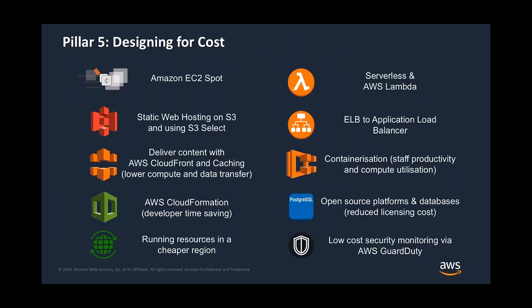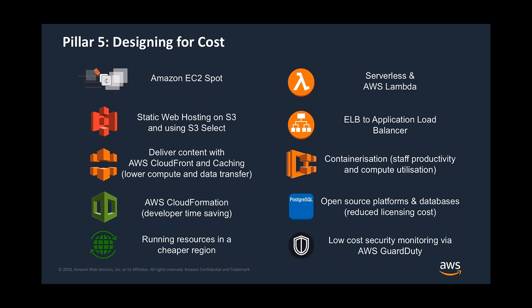The last pillar, and this is an area where you can work with your account management team and the AWS solution architecture team, is designing for cost. We've made a number of improvements to the platform, and we're continuously releasing additional services. A lot of the new services being released are focused around serverless. And serverless, particularly the use of AWS Lambda, can be an excellent cost mechanism for how you design future workloads.